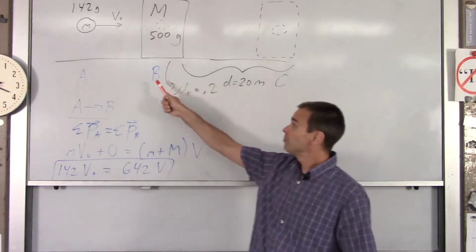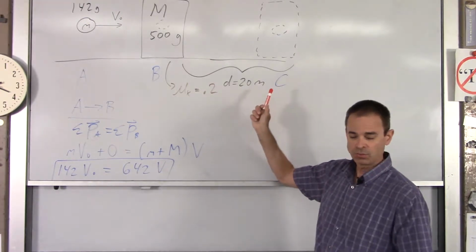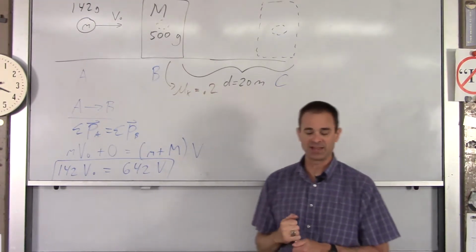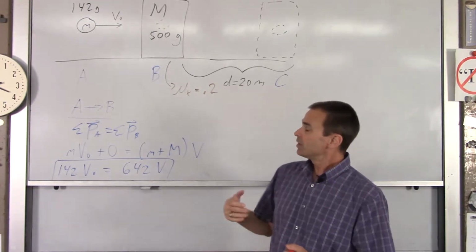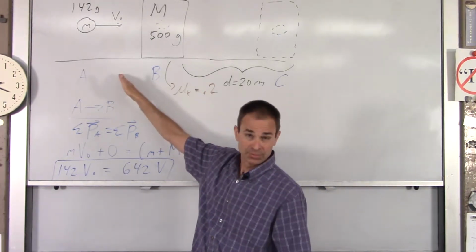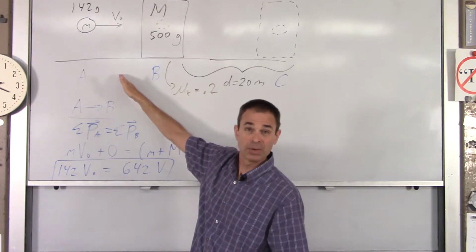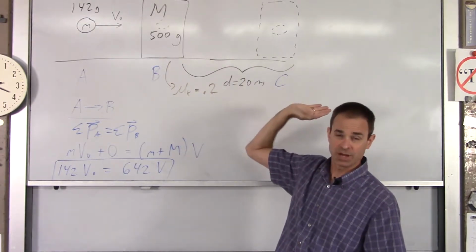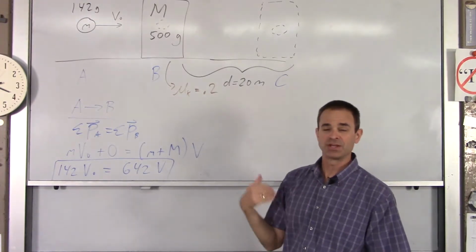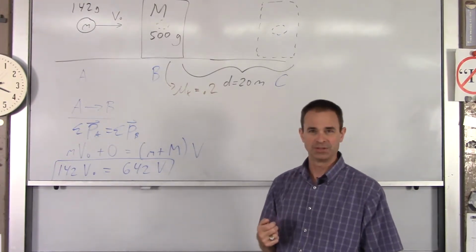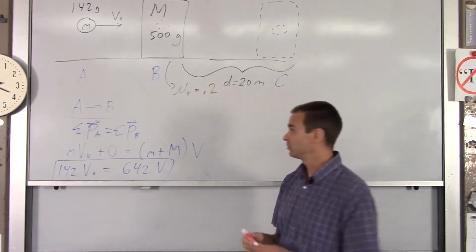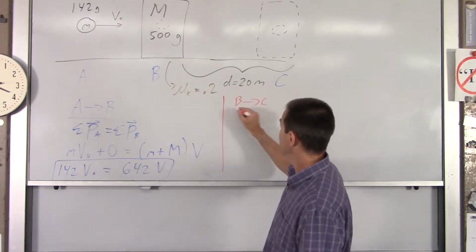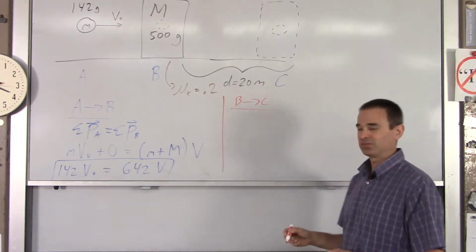Well, going from B to C, now the box is sliding to a halt. There's a couple ways you can analyze that. When two objects interact, you're usually thinking momentum. When an object moves from one point to another, you're usually thinking, or you should be thinking, energy. Use conservation of energy. So from B to C, we'll use conservation of energy.